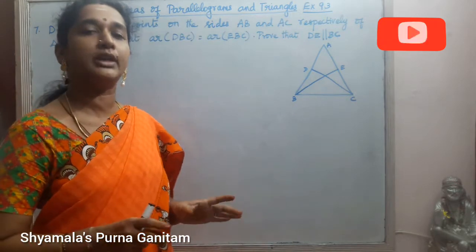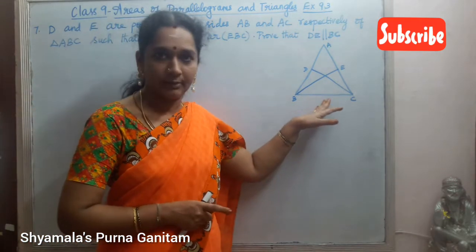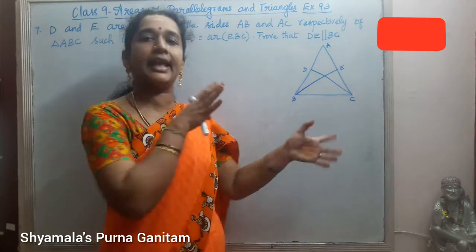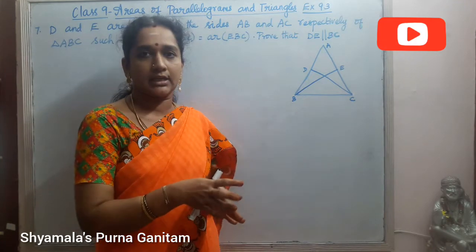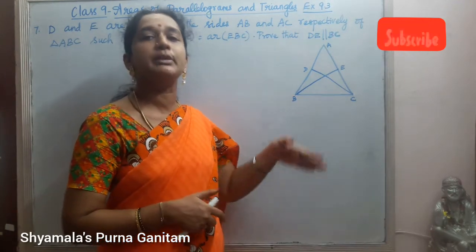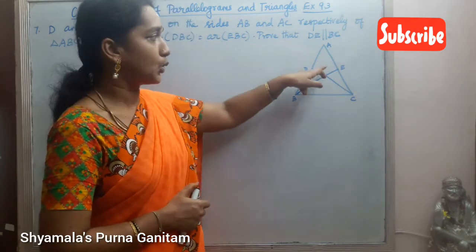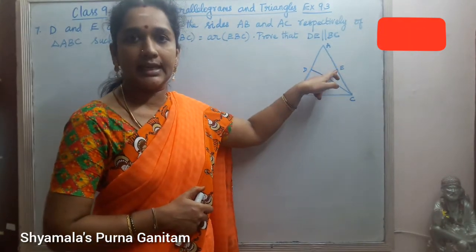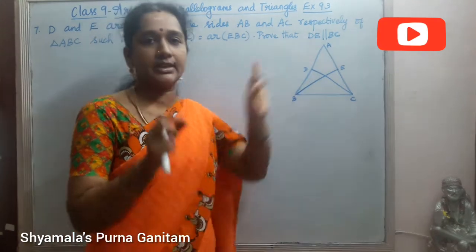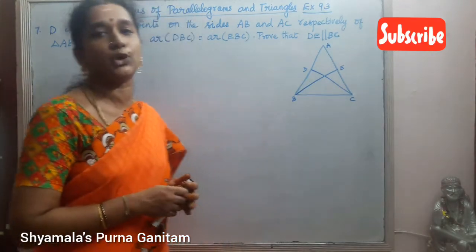So it is very simple. Two things are given. The base is common for both the triangles. The area is same for both the triangles. So definitely they will be between the same parallels. So DE is parallel to BC. In a single line we can give the proof for this.